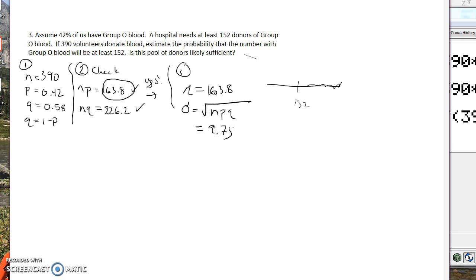That was a lot of work, but now I think we can start to get to the question. We want a pool of at least 152. That would be more than 152. Do we include it or not? We are, right? So to find the probability of at least 152, after our continuity correction, we're actually going to enter 151.5.